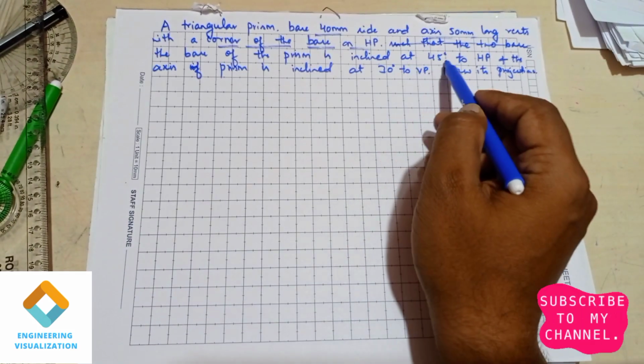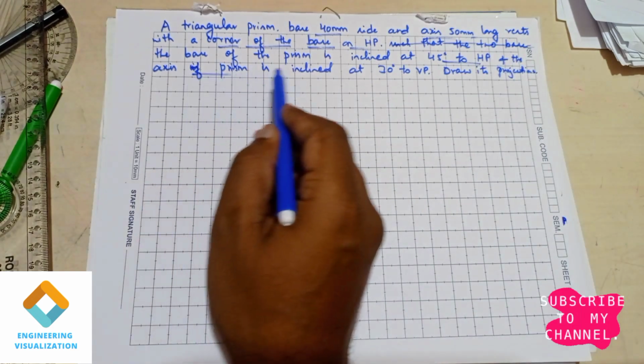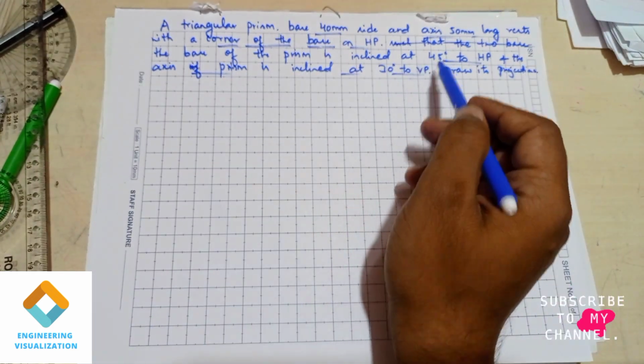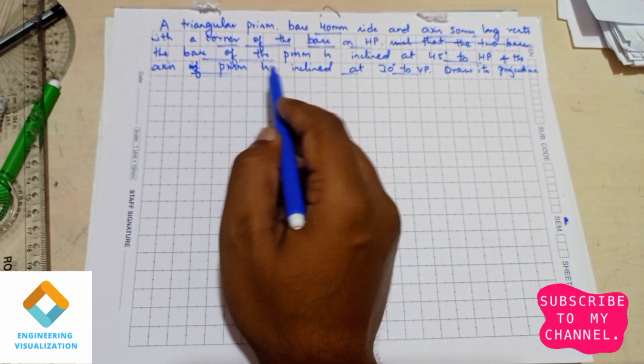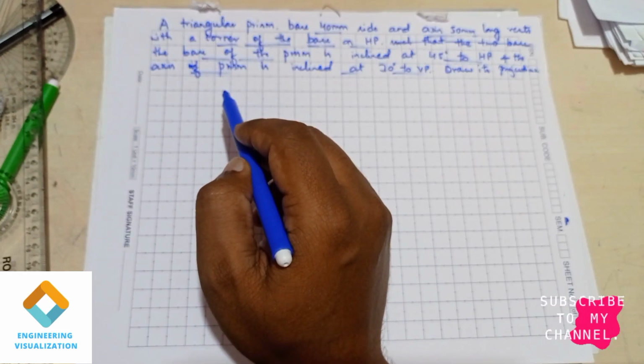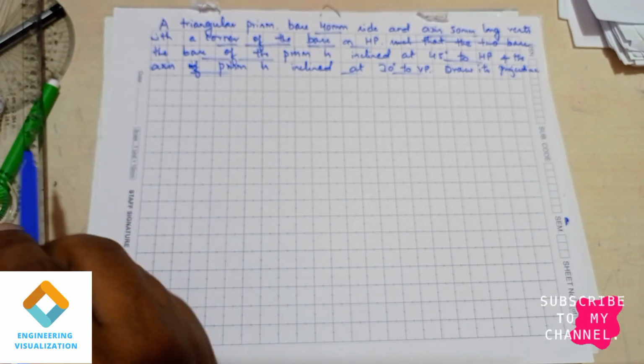You can see here the base of the prism is inclined at 45 degrees to HP and the axis of the prism is inclined at 30 degrees to VP. So in this problem they have given the angle of inclination to the base and the axis. So this is not a normal type of problem.